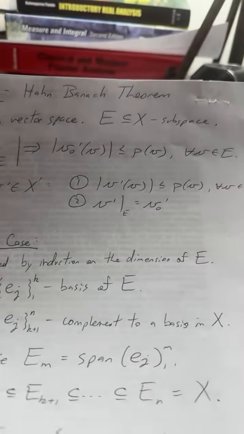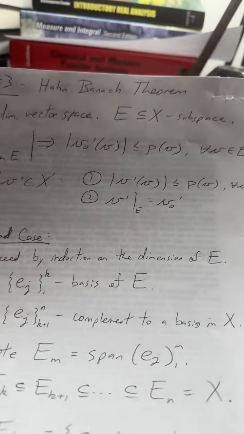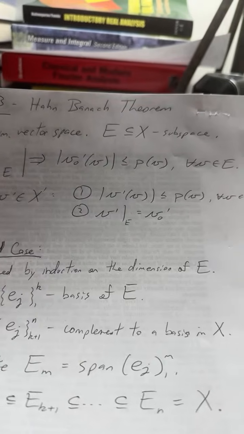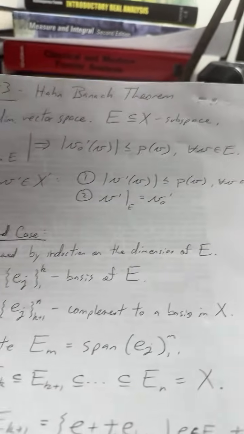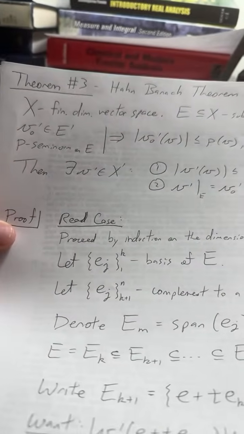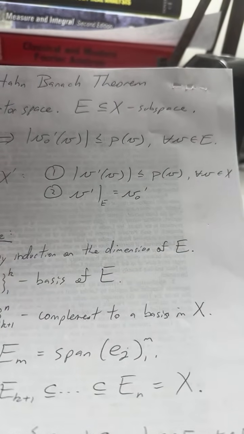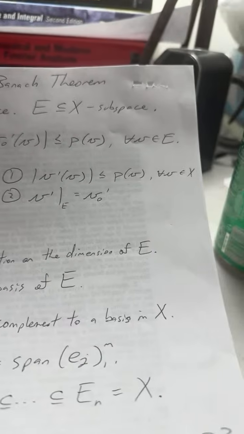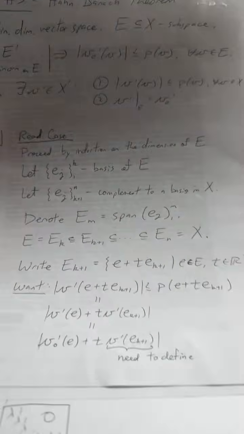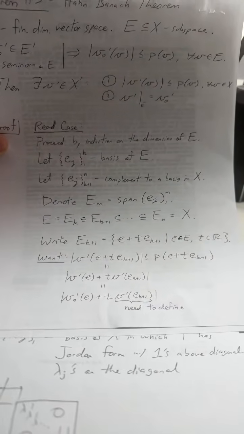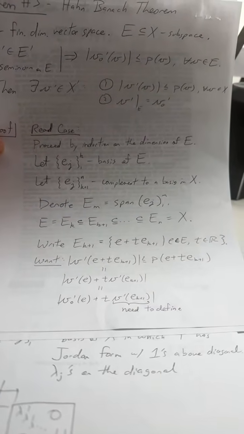P is a semi-norm on E, and we have the property that the absolute value of V0 prime is bounded above by P for all V in E. And we want to show that there exists a functional V prime that gives us the following two properties. Okay, so the entire first page I can do in my sleep because it makes a lot of sense. You proceed by induction on the dimension of my space E.